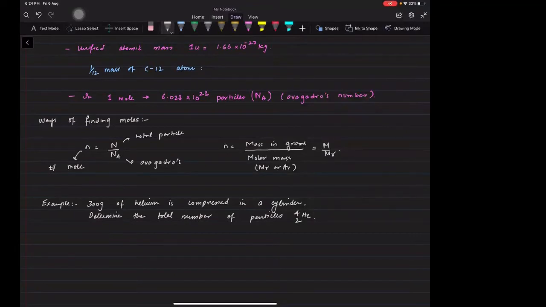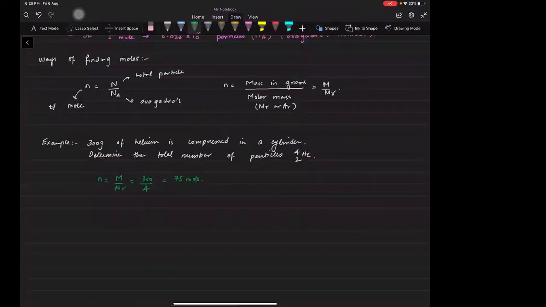Okay, so what he did was, first of all, he knew that the mass is given, so you need to use the mass equation. So the number of moles would be M/Mr. The mass is already in grams, so we don't need to change it. And the Mr of this is 4. So he got to know that there are 75 moles of gas in the compressed cylinder.